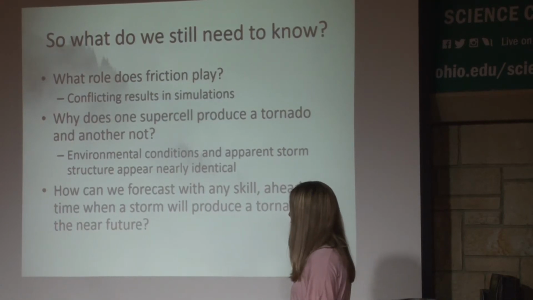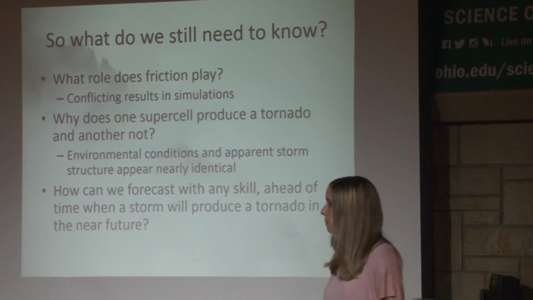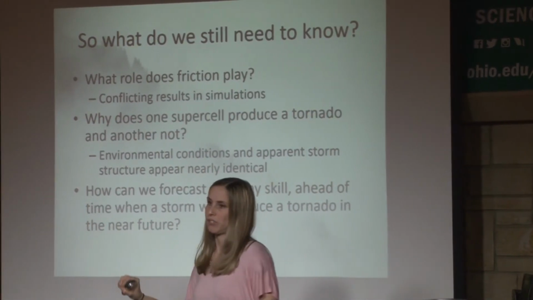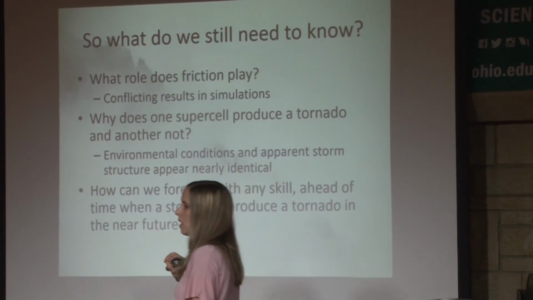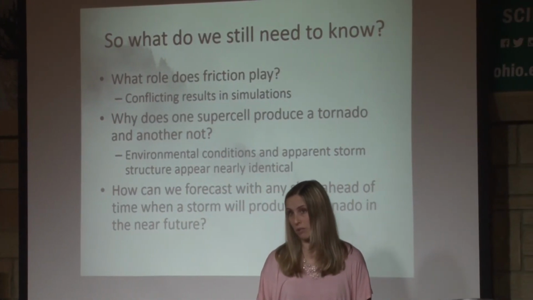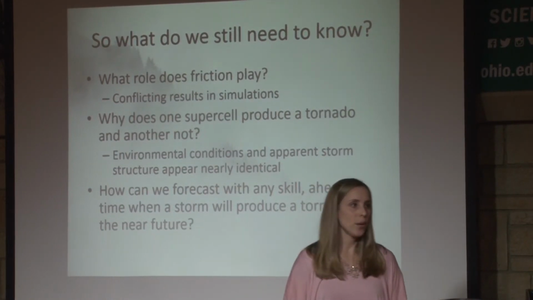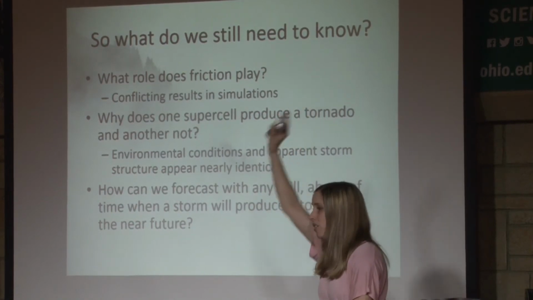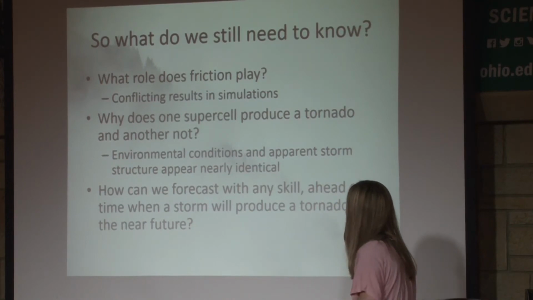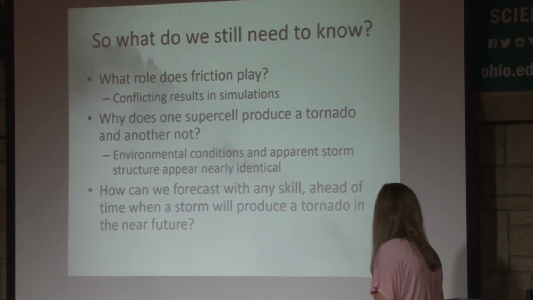So what else do we need to know? We need to know what role friction is playing. That is a big question mark right now. Most model simulations neglect friction entirely, and when they don't neglect friction, the newer ones are saying, oh wait, friction actually has a really big, important role, and it's not being fully exploited or investigated right now. Additionally, why does one supercell produce a tornado and another one, 20 miles to the north or 20 miles to the south, not? And how can we, with any skill, forecast when a storm is actually going to produce a tornado?